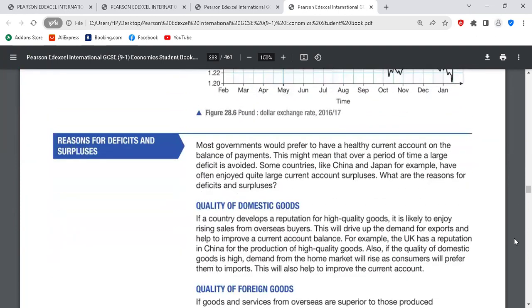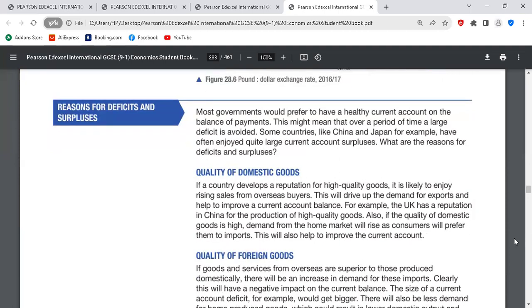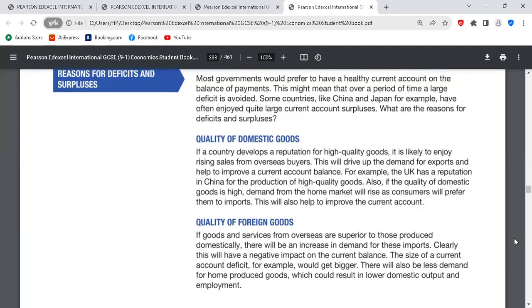We'll go down. Reasons for deficit and surpluses. Do you understand how the exchange rate is determined, or you want me to explain it again? The exchange rate is determined by the market forces of demand and supply. So if the demand for our country's currency is increasing, the value of our currency would rise. If we need more of foreign currencies, the value of our currency would fall. That is demand for and supply. Is it clear? Yes. Now go to reasons for deficit and surpluses.